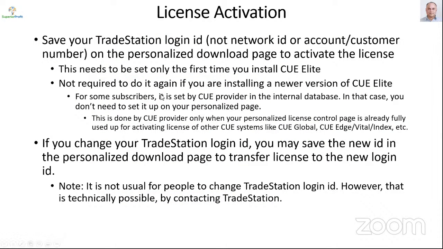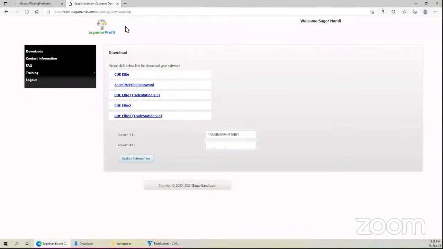Let's go back to the download page. Remember the download page from where I downloaded QElite and QElite 2. There are two fields at the bottom, account 1 and account 2, only two. And one of them I have set with my TraceStation login ID. And please remember, even if you are using a smaller case login ID when logging into TraceStation, please fill it up with capital letters. That works. Smaller case works probably, I don't know, but it's safe to type in your TraceStation login ID in all capital.